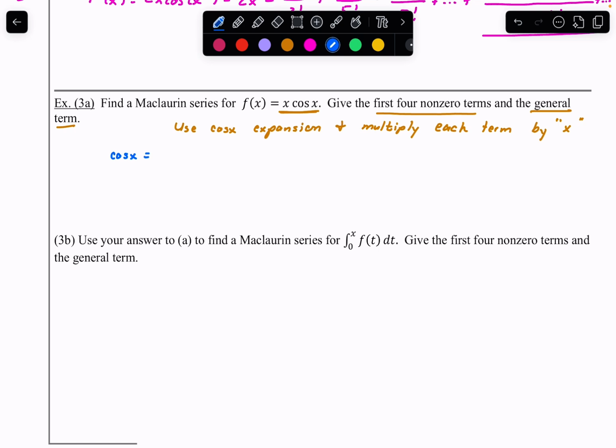So cosine of x is even, so it starts with 1. Then it alternates sign, so x squared over 2 factorial plus x to the 4th over 4 factorial minus x to the 6th over 6 factorial. That's the first 4. Now the general term, x to the 2n over 2n factorial. Make sure you put parentheses around that.